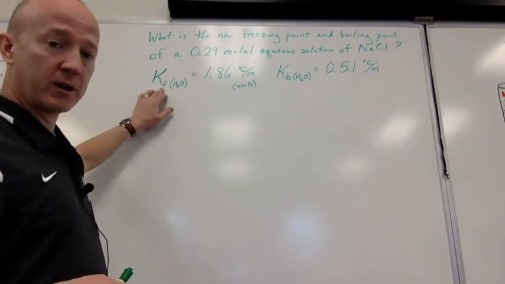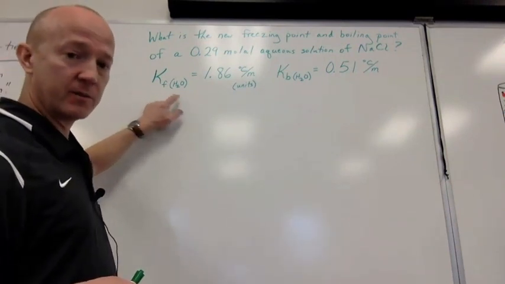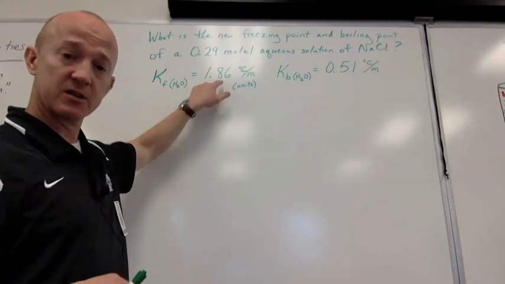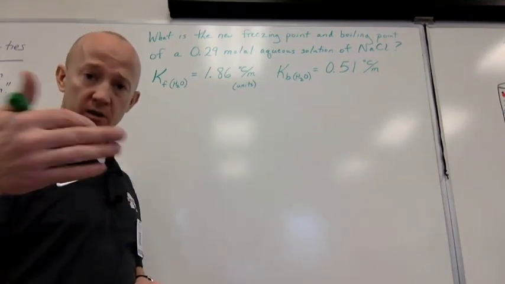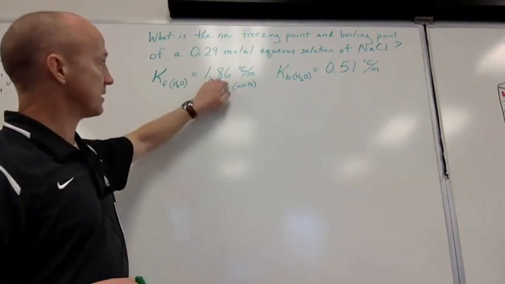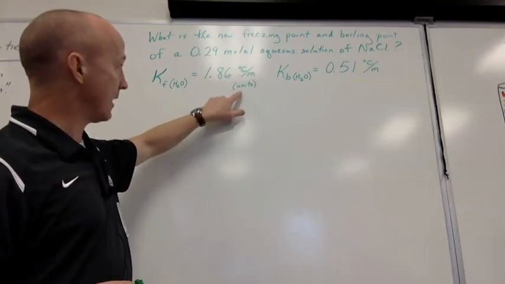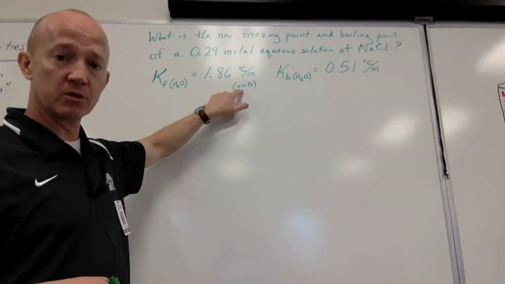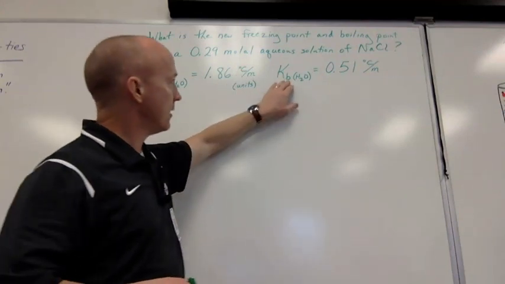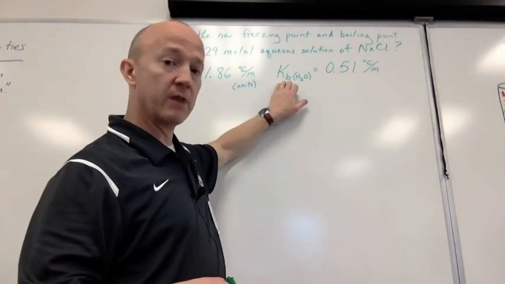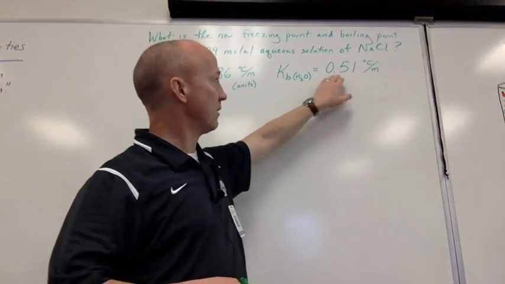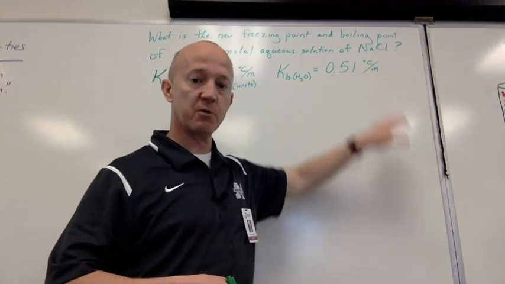The freezing point constant of water is 1.86. This is actually something you'd have to be given or it would be on a table. 1.86 degrees Celsius per molal. And those are just the units that we use. You'll see why in a minute. The boiling point elevation constant of water is 0.51 degrees Celsius per molal.